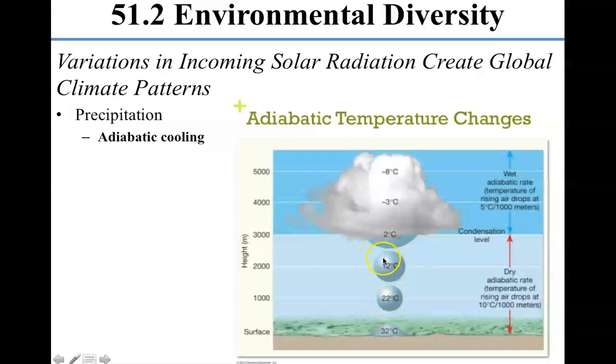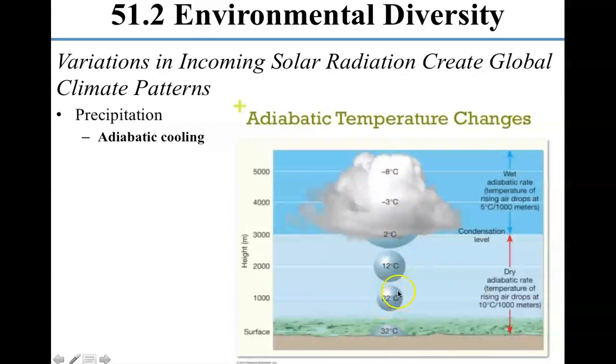At this elevation, the molecules are going to be spread out, so they're going to bump into the thermometer less frequently, so we're going to register a cooler temperature. And as we continue to go up, that temperature is going to get lower and lower. So adiabatic cooling just means that air is going to cool as it rises, because as it rises, it expands. This means that anytime we have air rising, it's going to get colder.